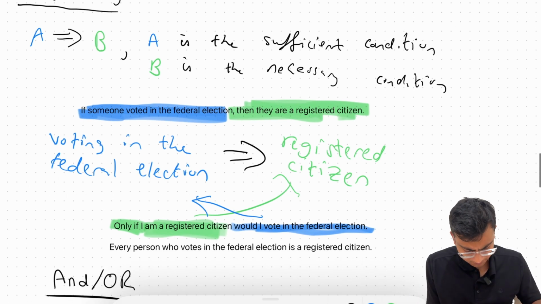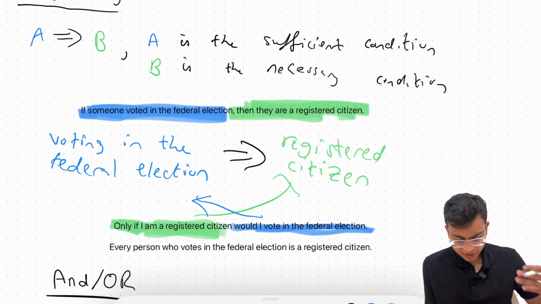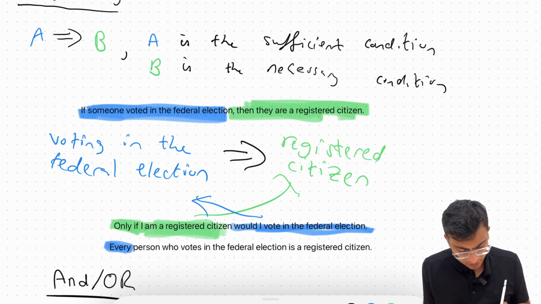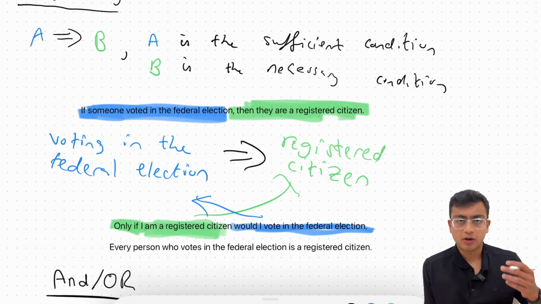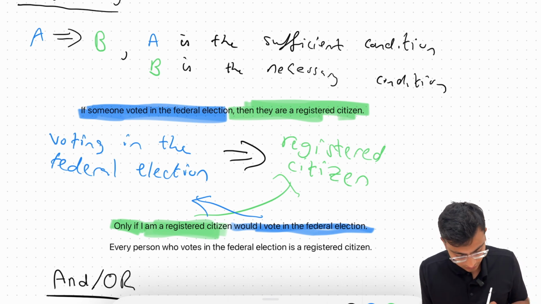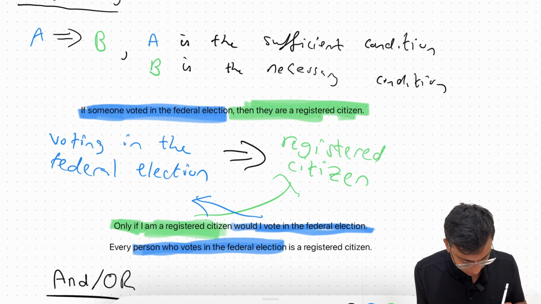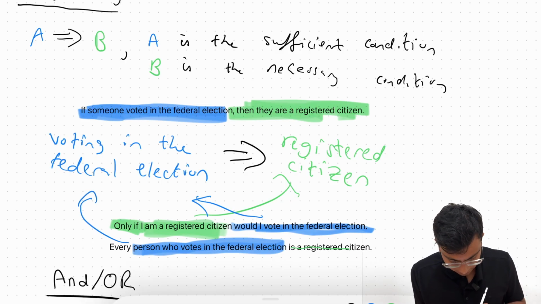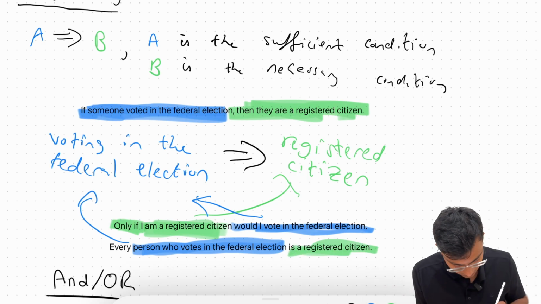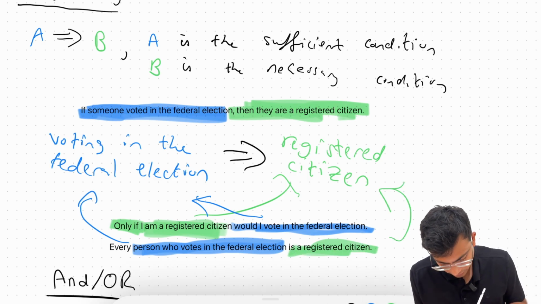Same thing with a statement like this. Every person who votes in the federal elections is a registered citizen. Notice how "every" is a keyword for a sufficient condition. So we know that everything attached to that would go on the left because it is the sufficient condition. And when we have a sufficient condition, we also have a necessary condition. And we know this would go on the right.